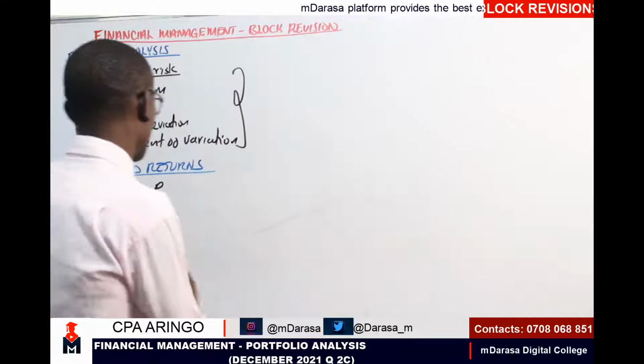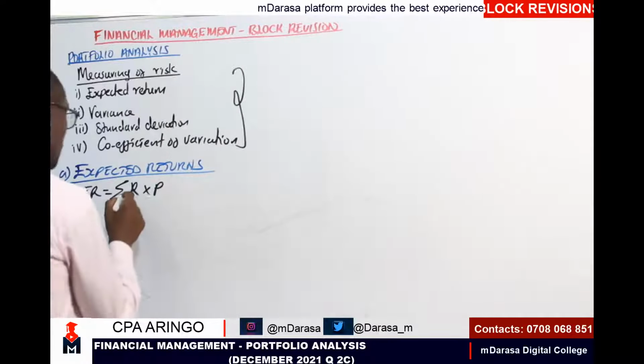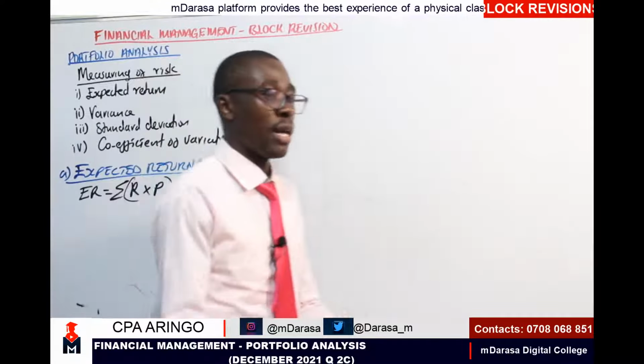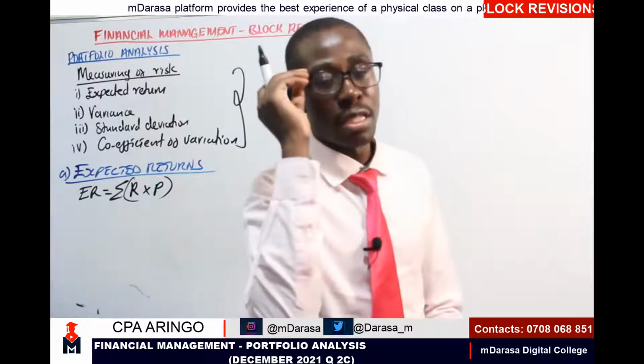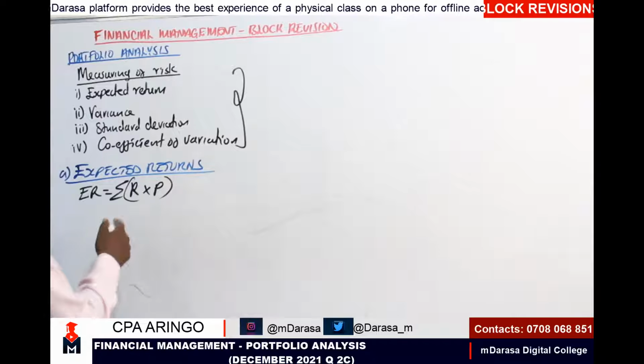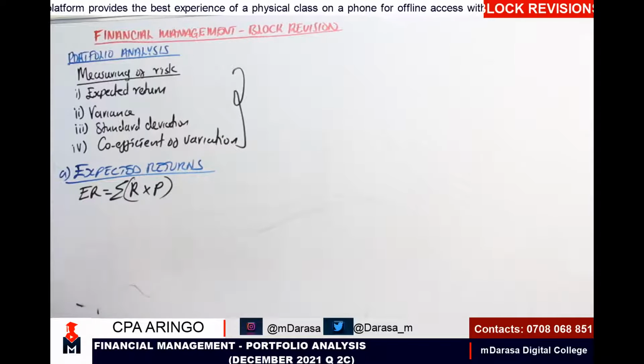So therefore, we sum it up. In this case, you're going to sum it up based on when we are investing. This is the state of nature that we are investing in. So you'll find that this will give us the expected return. As simple as that. That should take us to variance.